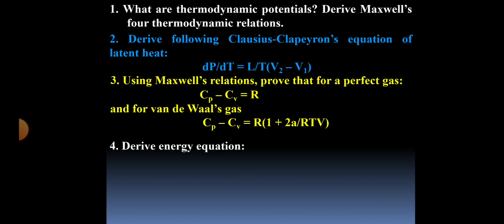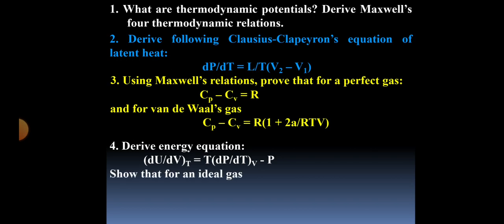Question number 4 is, derive the energy equation. You have to derive these equations using the 4 Maxwell thermodynamic relations. Show that for an ideal gas, the variation of internal energy with volume at constant temperature is 0. We have to prove it. And for a real gas, the variation of internal energy with respect to volume at constant temperature is equal to A upon V square. A is a constant here.